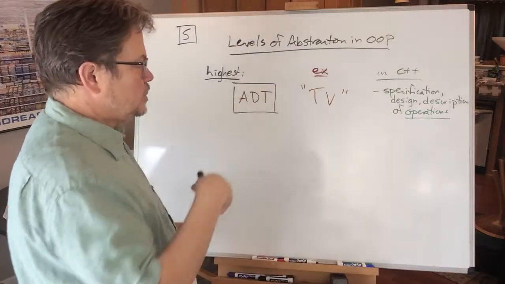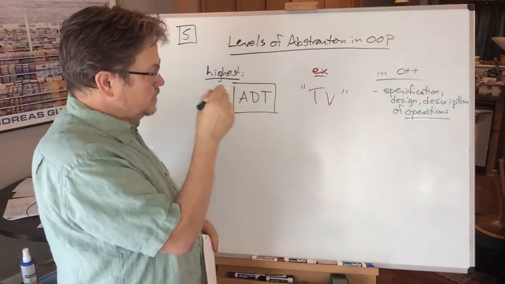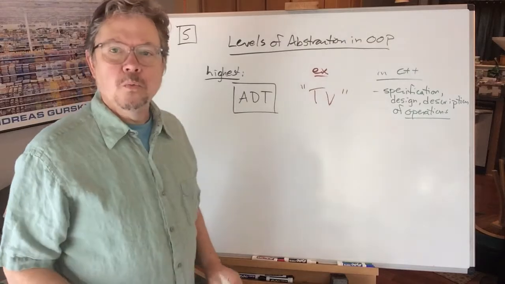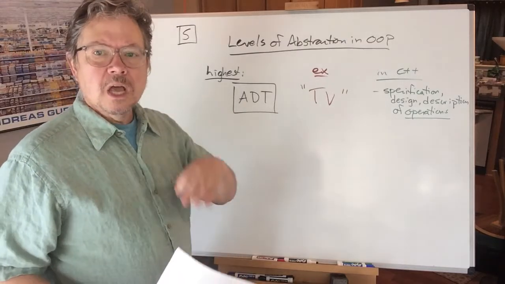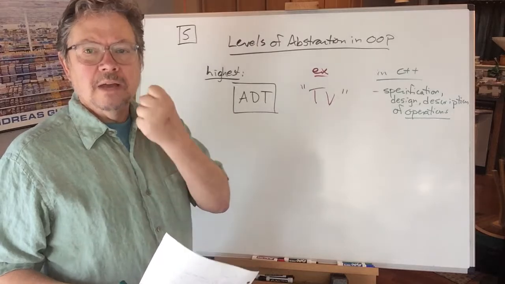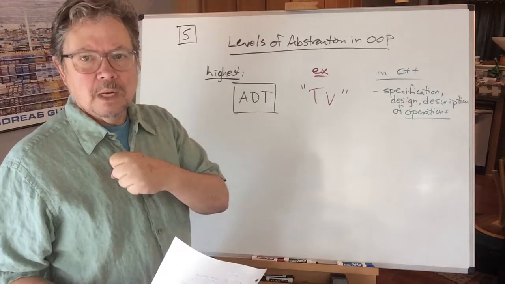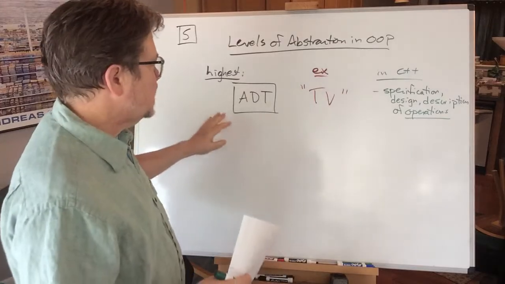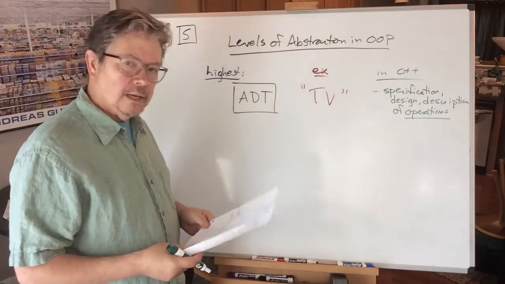Specification probably should have been slashes rather than commas, but it's okay. Specification, design, description of operations. You're deciding it would really be nice to have a data type that could do these things in my program. So either I'm going to write it or somebody else is going to write it, but we've decided, yeah, we really want an abstract data type that can do that.